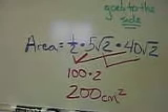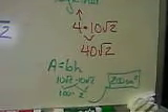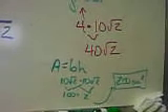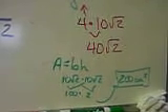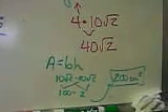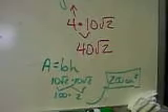Now we can check that with the traditional formula for a square, area equals base times height. 10 radical 2 times 10 radical 2, 10 times 10 is 100. Radical 2 times radical 2 is just 2. 100 times 2, it checks, 200 centimeters squared. Good job.